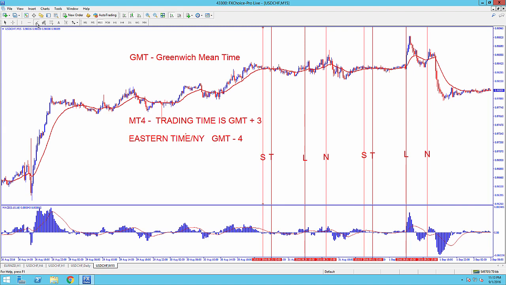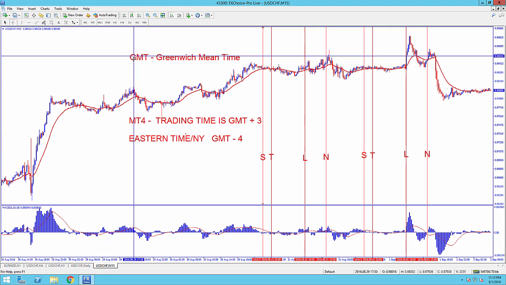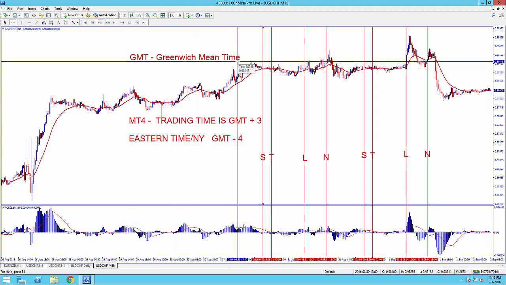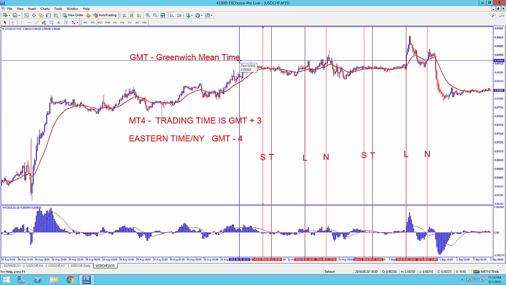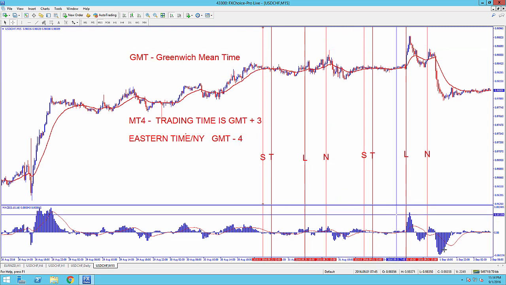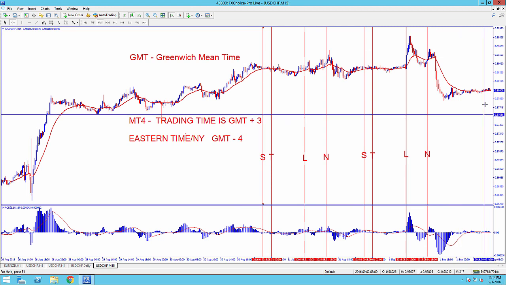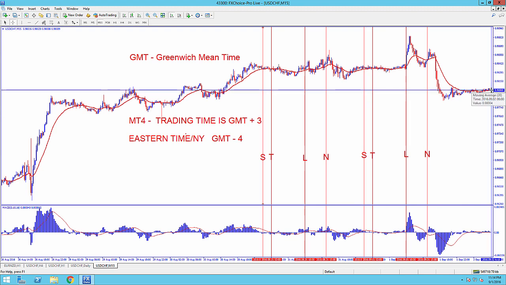Now, when setting up your charts, the market is based around Greenwich Mean Time. Okay, everything's based around Greenwich Mean Time. Every broker, depending on their time zone, will have their trading time. For instance, FXCM or FX Choice, it's GMT plus 3, which means if it's GMT minus 4, that would give you New York time. So New York time right here is Greenwich Mean Time minus 4. The chart is GMT plus 3.